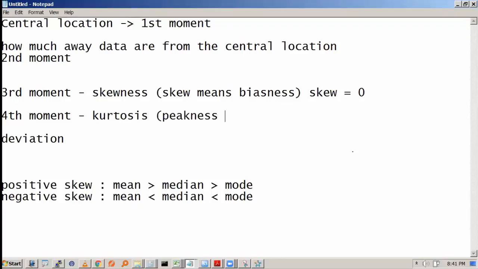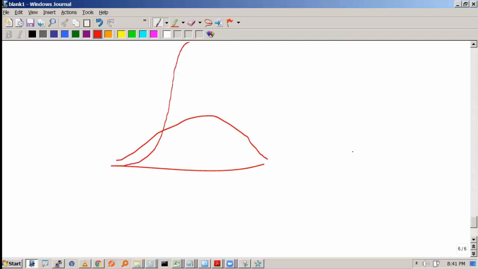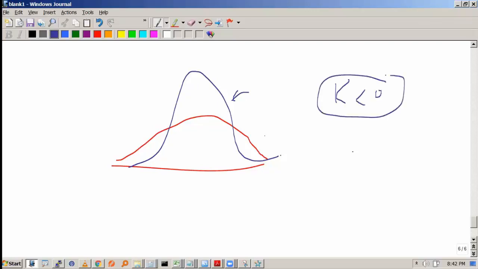Kurtosis is a measure of peakedness of the data. So how peaked is the data? As an example, if we have a distribution like this, and I have a distribution like this one, I will say that the blue one is more peaked than the red one. So the kurtosis of the blue one is higher than the kurtosis of the red one. But if somebody asks you, can kurtosis be negative? What will be your answer? No, kurtosis can never be negative. Can kurtosis be 0? Yes.